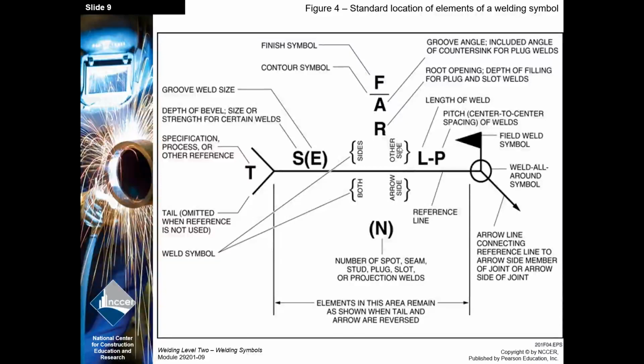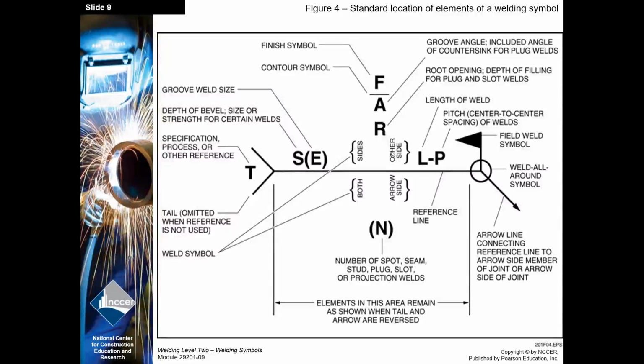I want to point out one important thing. When we flip this, it's possible you see this arrow point up or point down. You might see the arrow on this side and the tail over here. What's beautiful about the welding symbol is, nothing else changes. My size always goes to the left. My length and pitch always goes to the right. Okay, so you don't have to worry about that.